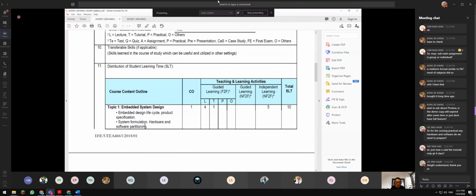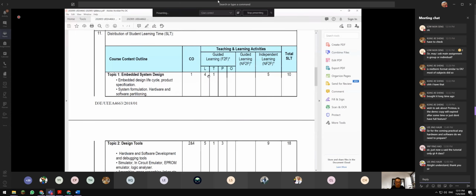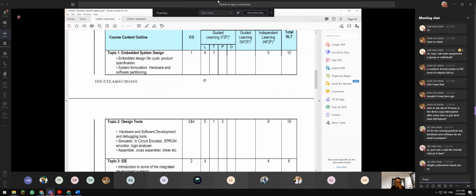Topic 1, embedded system design, takes about 4 hours. I try to finish it in 3 hours. Topic 2, design tools, is 5 hours. But this is a lot, so I switched this to become a lab session because it's a bit weird to teach design tools as a lecture. And for your information, I've been fighting to convert this subject to become a full coursework, but in the end, every year my proposal is turned down.